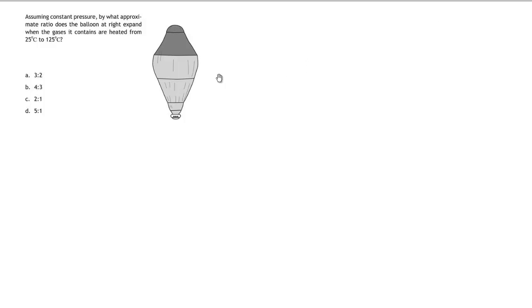Okay, assuming a constant pressure, by what approximate ratio does the balloon shown on the diagram expand when the gases it contains are heated from 25 degrees Celsius to 125 degrees Celsius? Now I chose this question because it's a typical ideal gas law question where you have a before scenario, the 25 degrees Celsius temperature, and an after scenario, you're taking it to 125, and you're trying to see what happens to the volume. By what approximate ratio does the balloon expand?